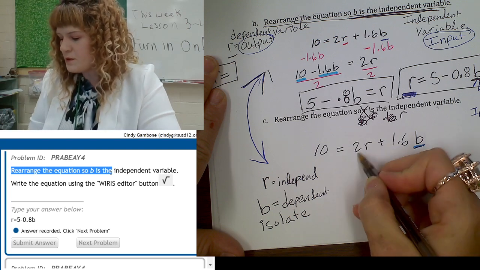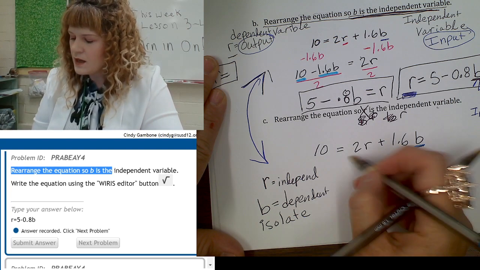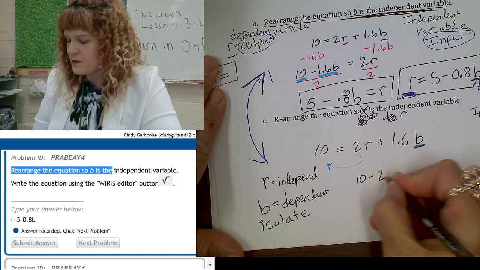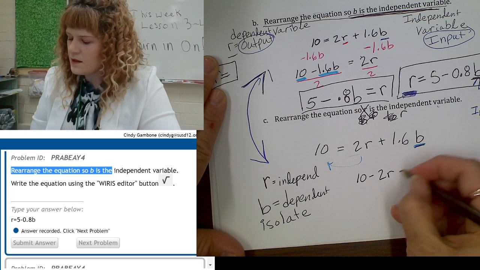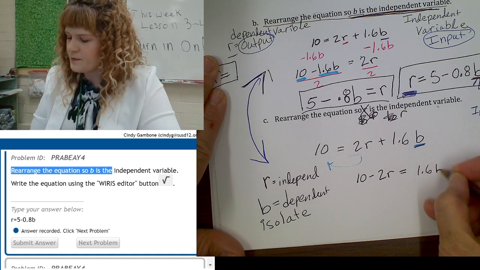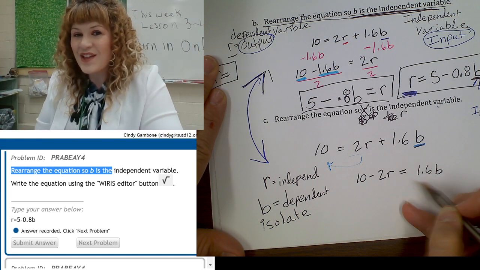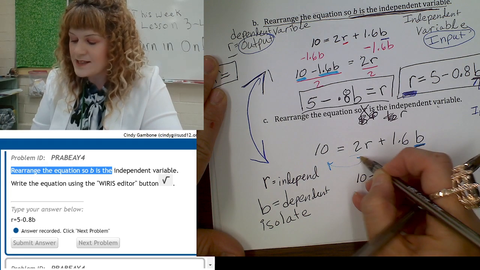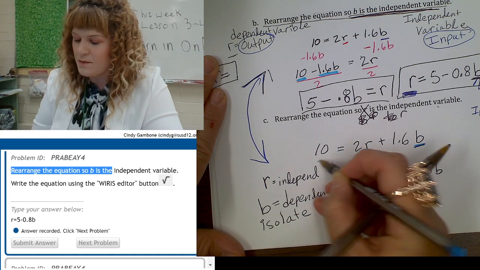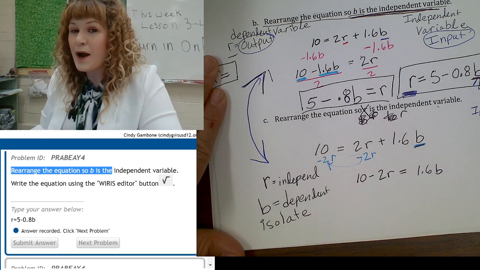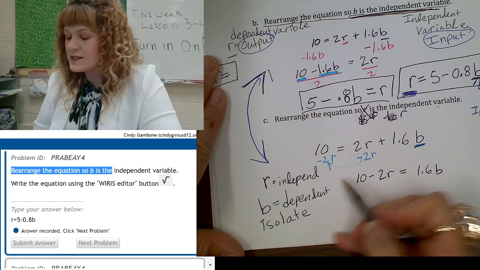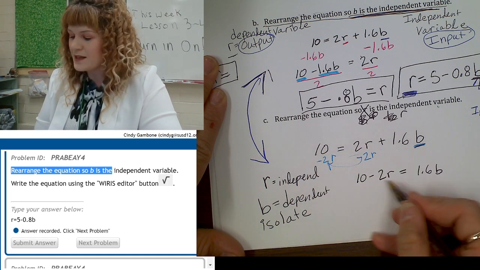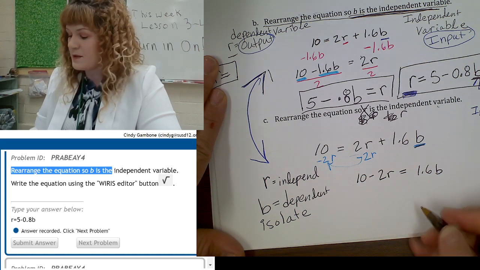So I'm going to move the 2r to the other side of the equation. I get 10 minus 2r equals 1.6b. Do you notice that I did that without showing the intermediate step right here? I didn't show you this time, minus 2r, minus 2r. By now, you should be getting good enough at this that you don't have to show that step anymore. You just move it over. 10 minus 2r equals 1.6b.